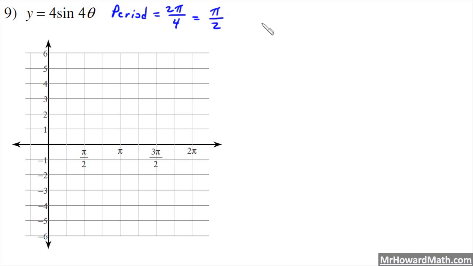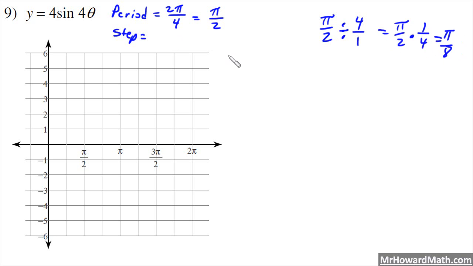And that means the step is going to change. So the step is the period divided by 4. So if I'm going to do this off to the side and then erase it, pi over 2 divided by 4 over 1, flip and multiply. So you get pi over 2 times 1/4, so pi over 8. So the step is going to be pi over 8.